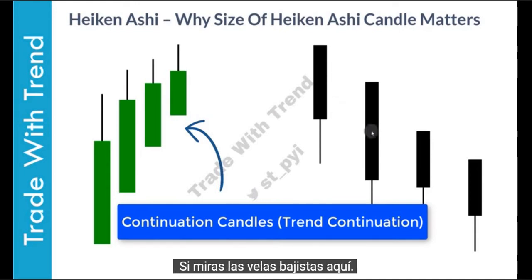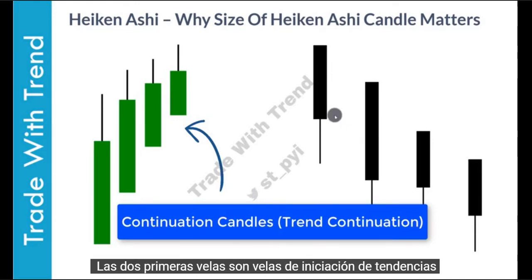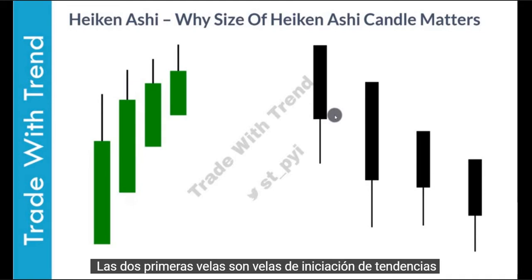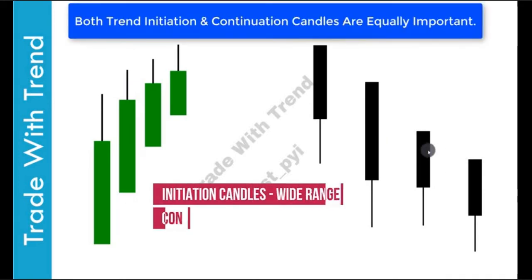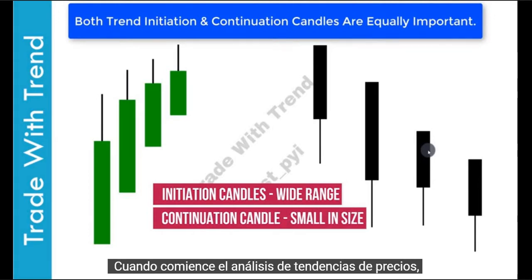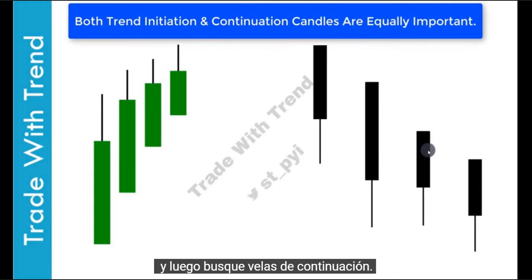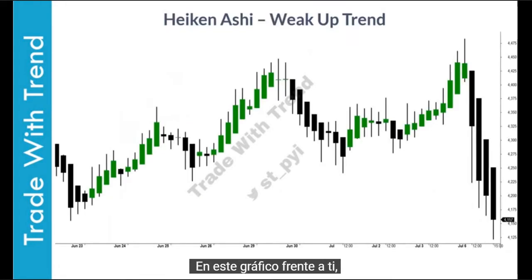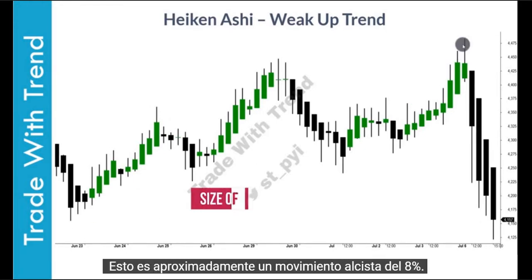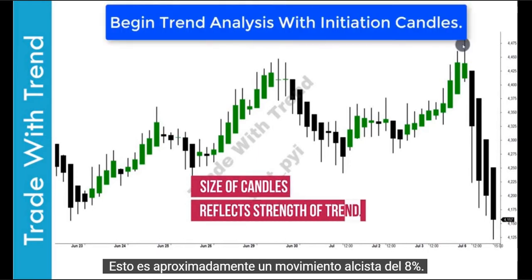If you look at the bearish candles here, first 2 candles are trend initiation candles and remaining 2 are trend continuation candles. Now when you begin with price trend analysis, always look for initiation Heiken Ashi candles and then look for continuation candles. Let me explain this in detail. In this chart in front of you, price has moved from 4150 to 4475. This is roughly a move of 8% on the upside.